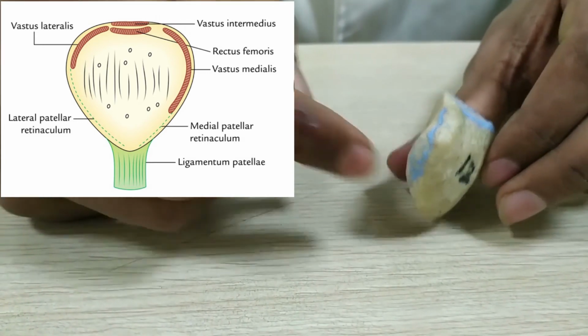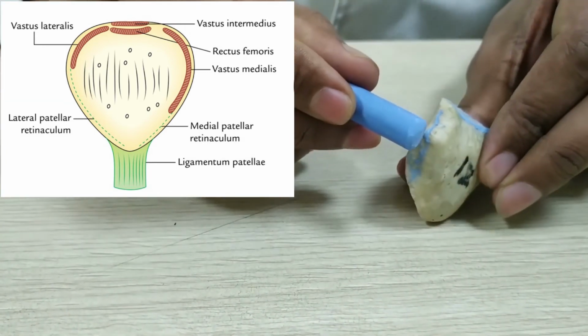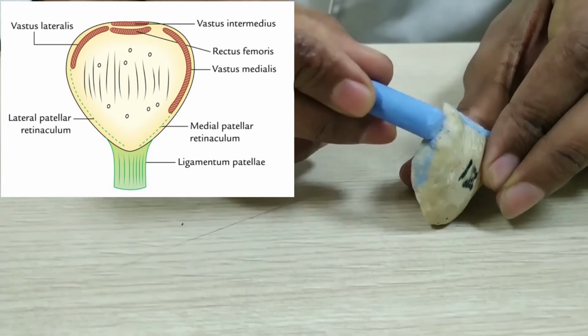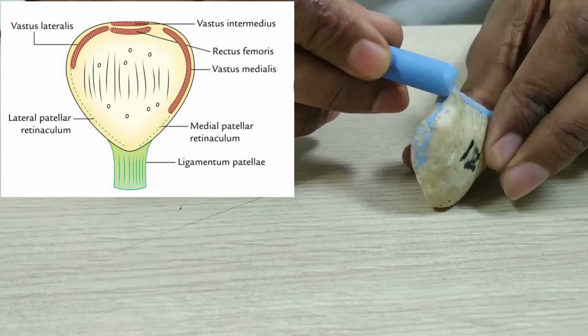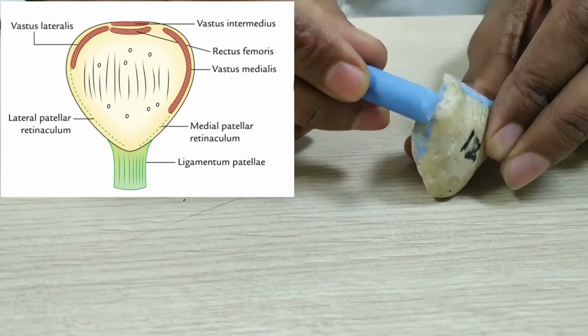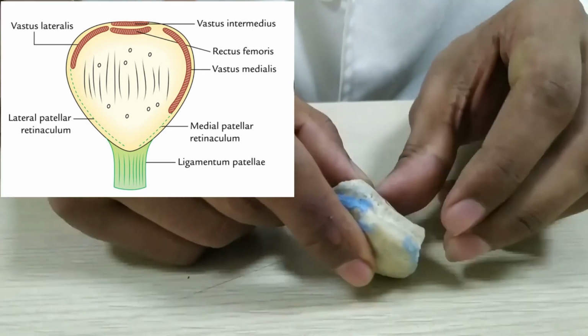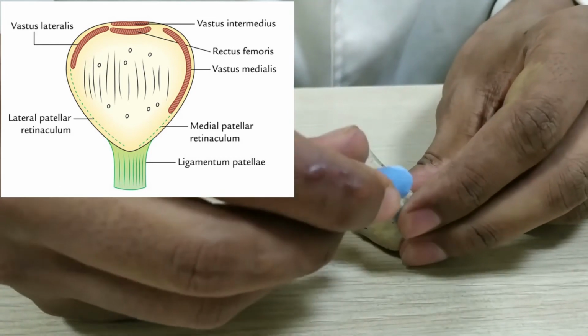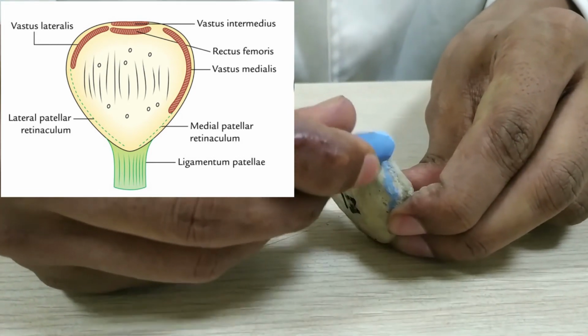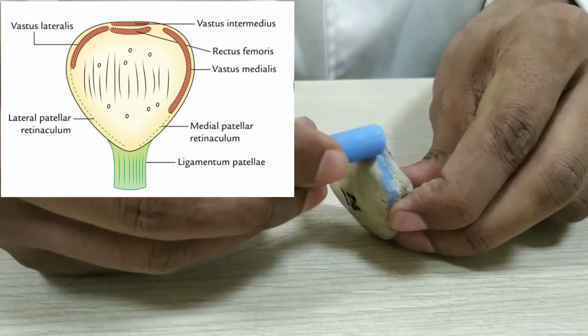When you see the lateral border, the upper 2/3 part of the lateral border provides insertion of the vastus lateralis muscle. In the same manner, on the medial border, the upper 2/3 portion of this medial border provides insertion of the vastus medialis muscle.